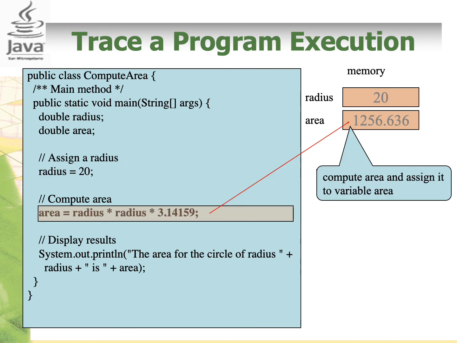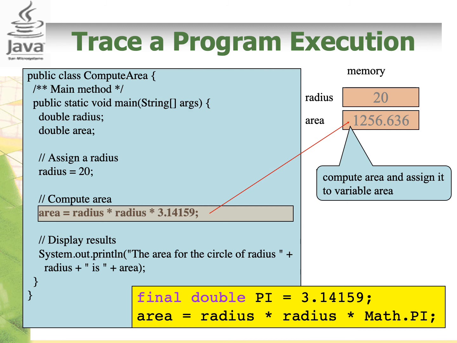To compute the area, we have area equal to radius times 3.14159. We know that the formula to calculate the area of a circle is pi r squared. We could declare the value of pi, which is 3.14159, as a constant as the value should not be changed. How can we do it? We can write final double PI equal to 3.14159. Remember that by convention, constant is in all capital letters.